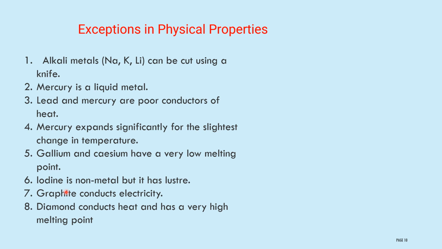Then seventh one, graphite conducts electricity. Even though graphite is a non-metal, and almost all non-metals do not conduct electricity, graphite will conduct electricity. The ninth one, diamond conducts heat and has a very high melting point. Diamond transfers heat, and also has a very high melting point. These are some exceptions in physical properties of metals and non-metals. Remember it properly.